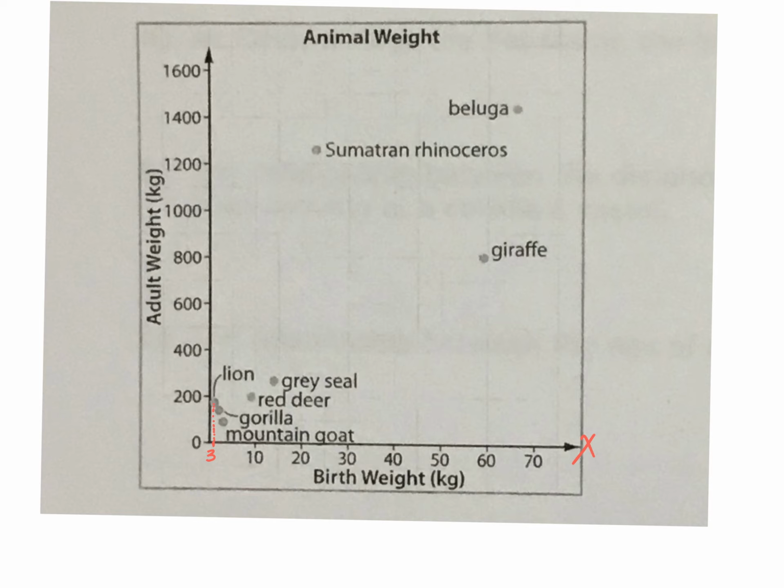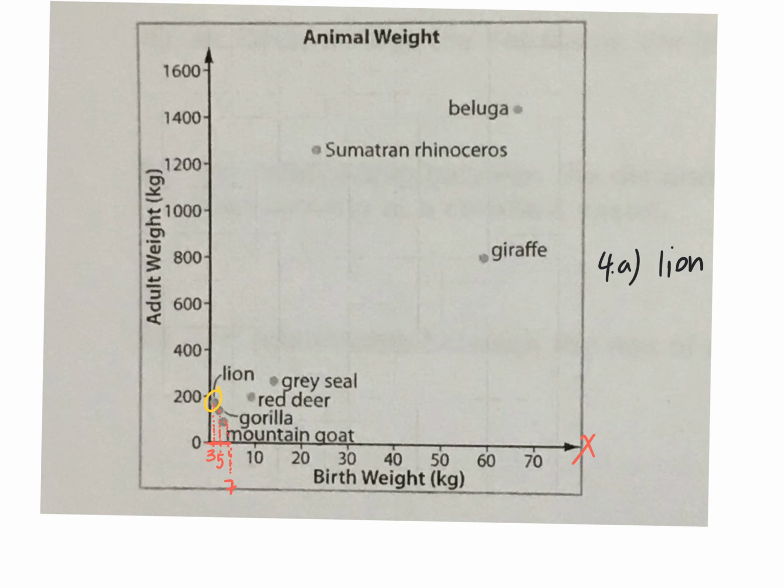Okay, sure, that's a great prediction. Maybe around 3 kilograms. How much does a gorilla weigh at birth? Let's say 5. How much does a mountain goat weigh at birth? Let's say 7. So the lion is the lowest weight at birth. You have to look at where it hits on the X-axis. So the answer to 4A is the lion has the smallest birth weight.